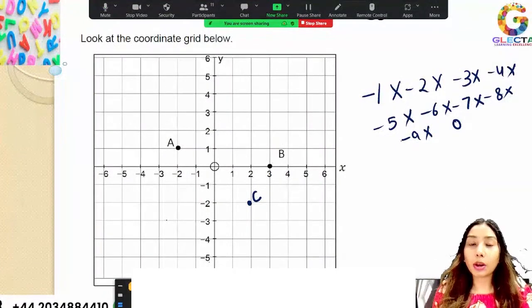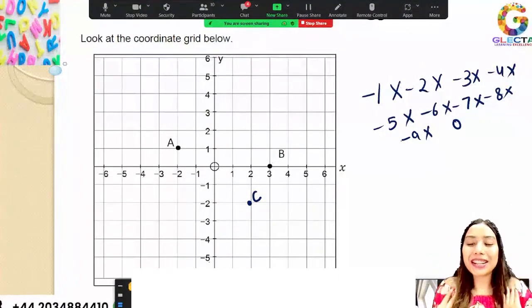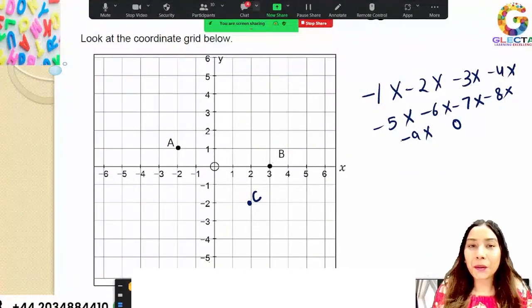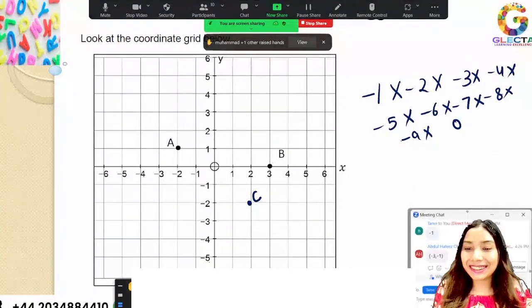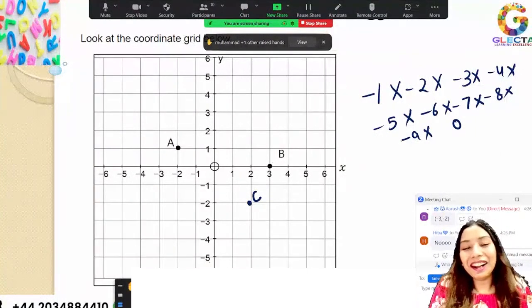Now, what is the answer? Write in the chat box. Just the coordinate for Y. I think I should give you a time limit. 10, 9, 8, 7, 6, 5, 4, 3, 2, 1, 0.